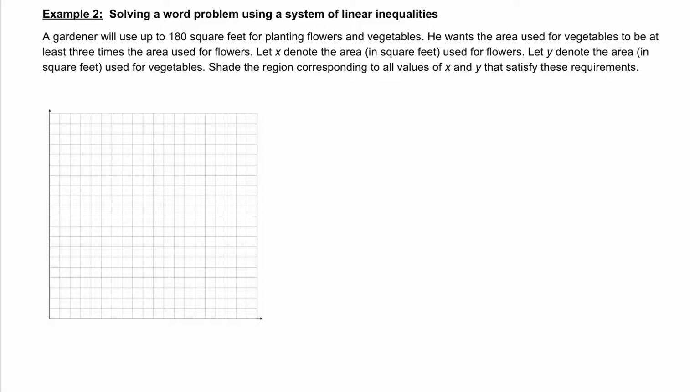So what we're going to do is start by reiterating our variables. So let's write those down so we know what we're talking about. We know X is equal to the area for flowers. And we know that Y is equal to the area for vegetables.